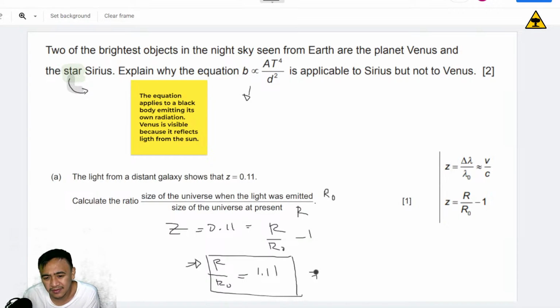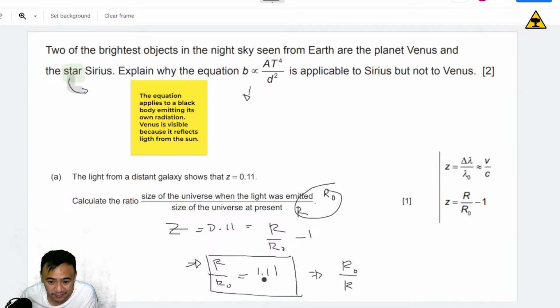So R0 should be bigger, no? Yeah. When you think about it, it's because we know that the universe is expanding, right? Because the universe is expanding, the present size should be bigger than the past size. So R should be bigger. So in this case, how does that help us? We need the opposite. We need R0 over R according to this, right?